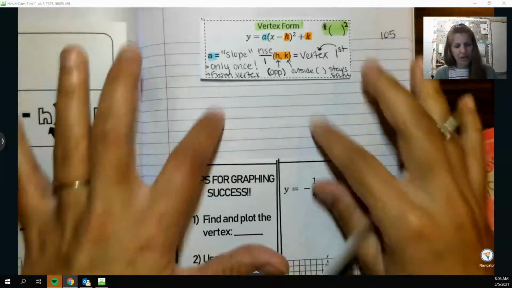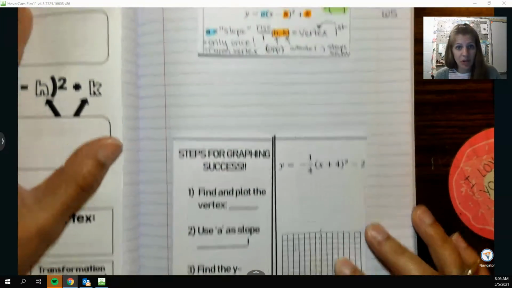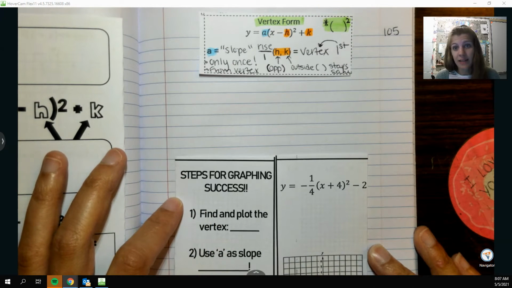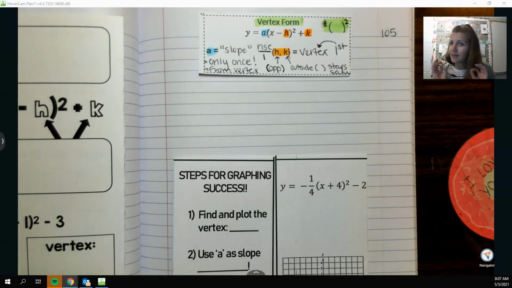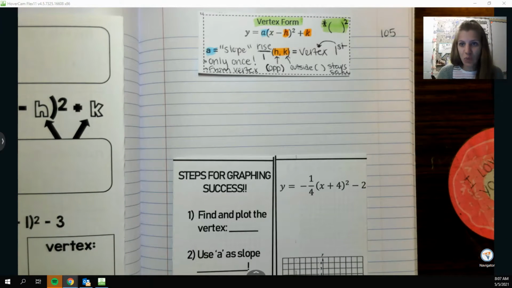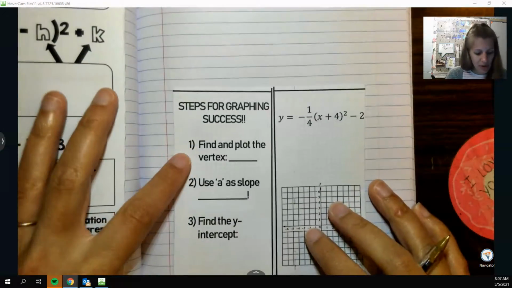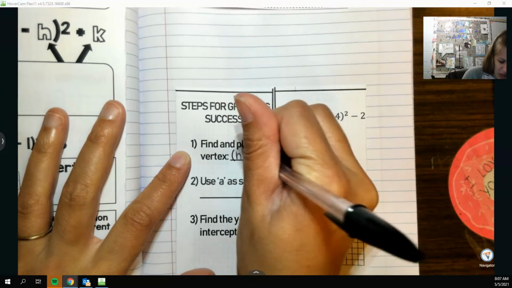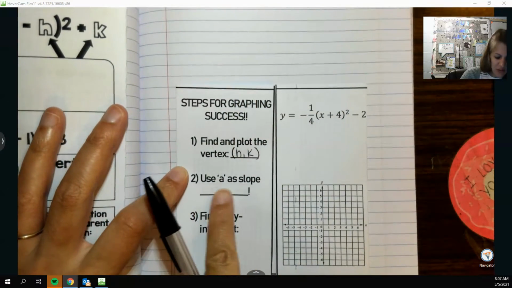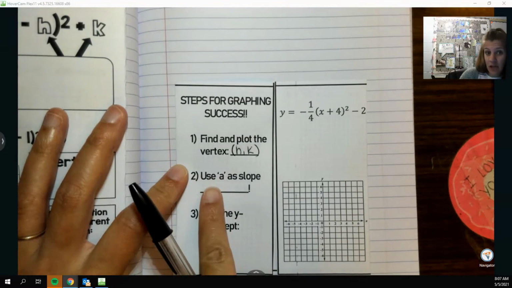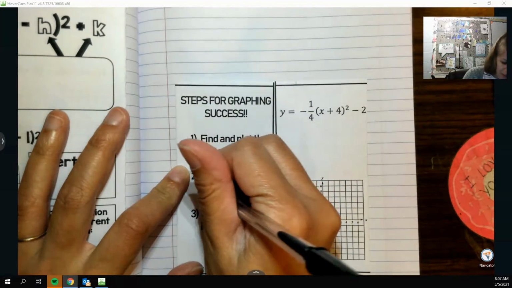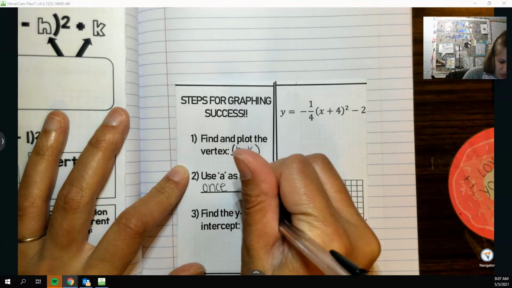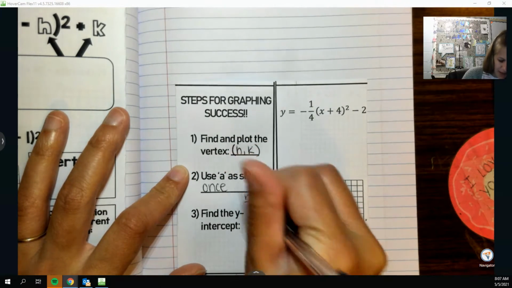So if we jump down here, I don't think we need all the space in between. These are going to be the steps that we want to follow for graphing success to make my parabola look squeaky clean, like a U, not a V. We first want to find and plot the vertex. Remember, my vertex is going to be H, K. We're going to use A, the number that is in front of parentheses, as slope once. So only once, and we do it as rise over 1.